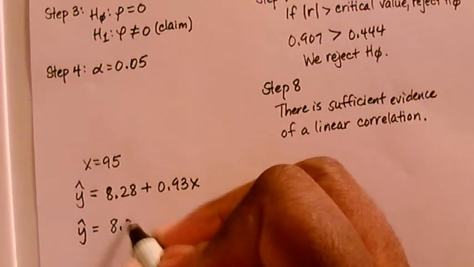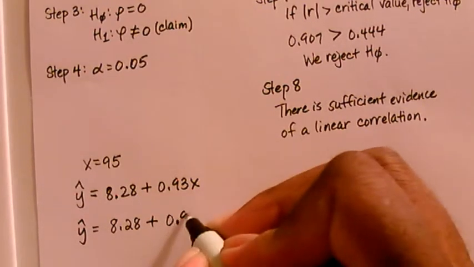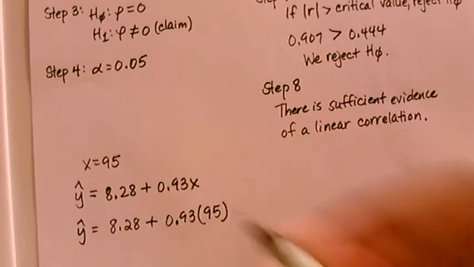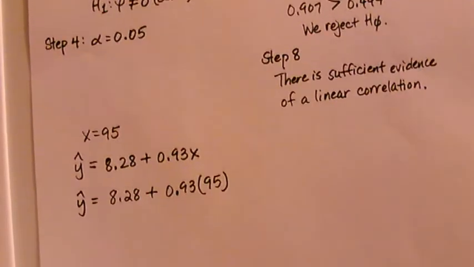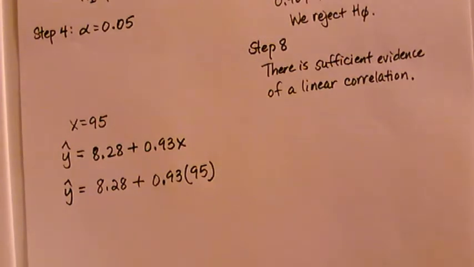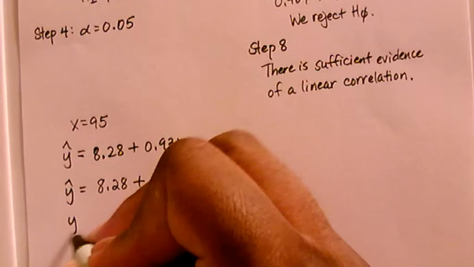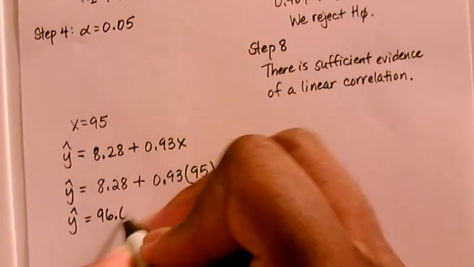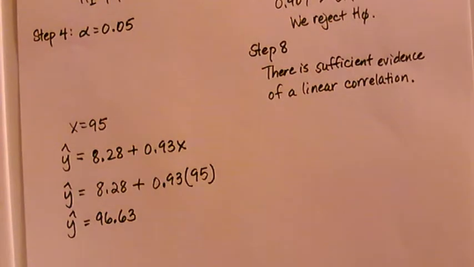So we have y hat is equal to 8.28 plus 0.93 times x. We're going to replace that with 95. And this you can type into the calculator. Just do 8.28 plus 0.93 times 95. You're going to get this value of 96.63. So in this case, the best predicted IQ score of the twin born first, given that the twin born second had an IQ score of 95, will be 96.63. Okay, so that's pretty much how we will do that particular example here.